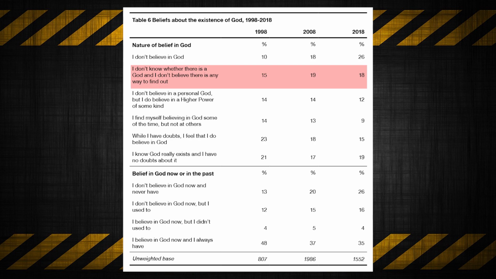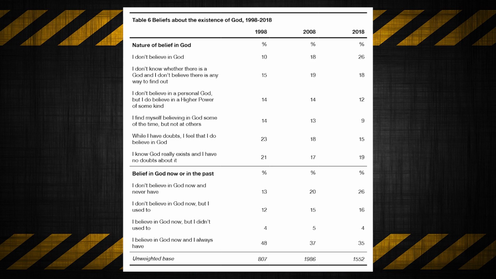Then we have these sort of wishy-washy categories. "I don't believe in a personal God, but I do believe in a higher power of some kind." "I find myself believing in God some of the time, but not at others." How they're supposed to be categorized in terms of this, I don't know. And then "while I have doubts, I feel that I do believe in God," and "I know God really exists, and I have no doubt about it."